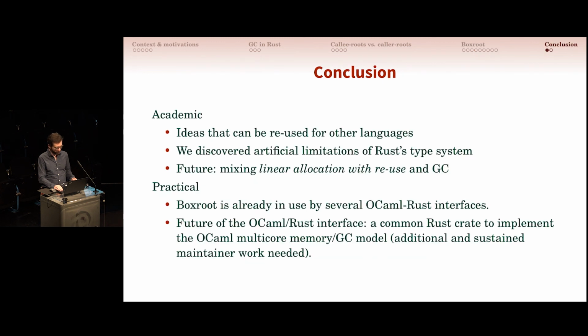That's it. The conclusion is that there are practical and academic takeaways from this. So thank you.